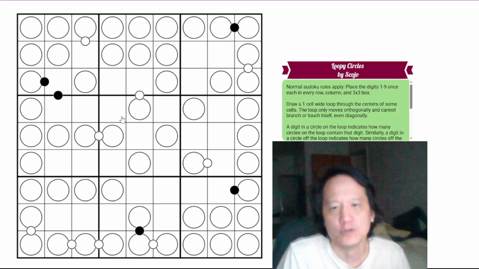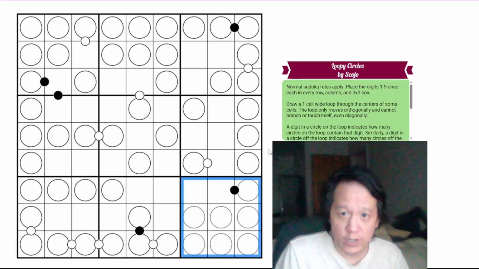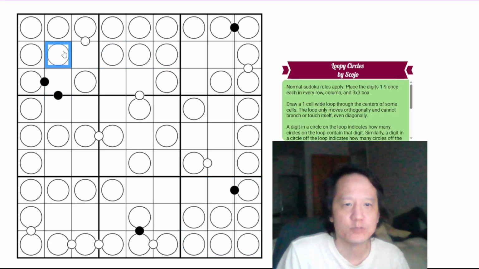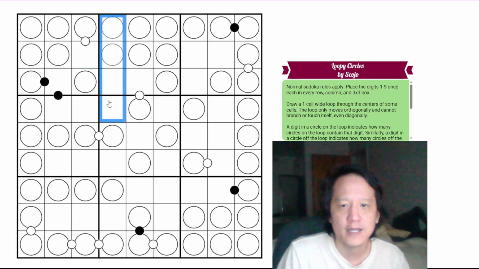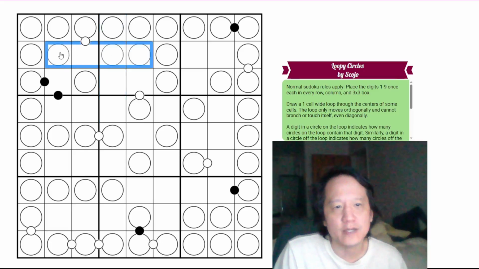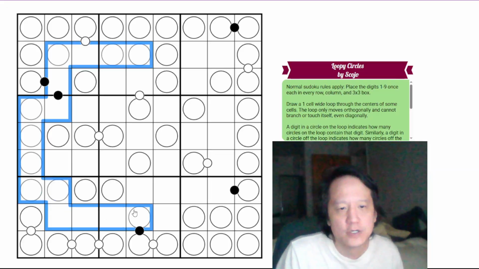We have normal Sudoku rules apply, which means place the digits 1 through 9 once each in every row, column, and 3x3 box. We also need to draw a 1-cell wide loop through the centers of some cells. The loop only moves orthogonally, which means horizontally and vertically, and cannot branch or touch itself, even diagonally. So that means every cell on the loop must share an edge with exactly 2 other cells on the loop.